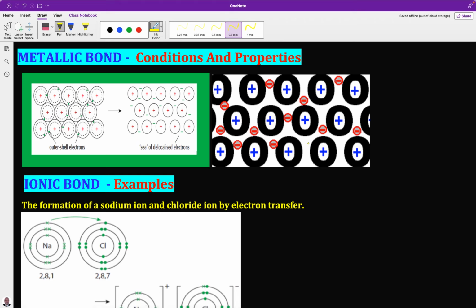What is a metallic bond? A metallic bond is the electrostatic force of attraction between the positively charged ions and the negatively charged delocalized electrons, or what you say, the delocalized sea of electrons.